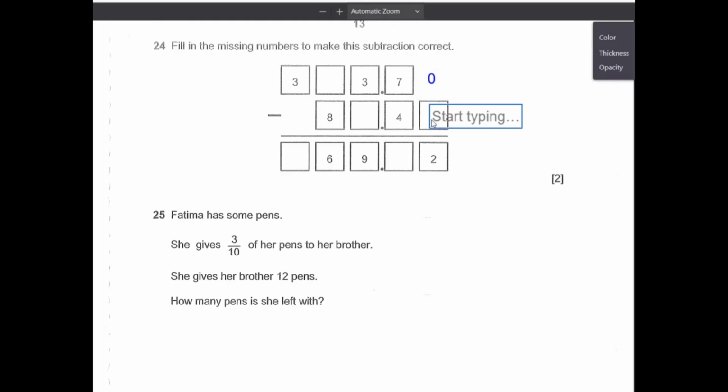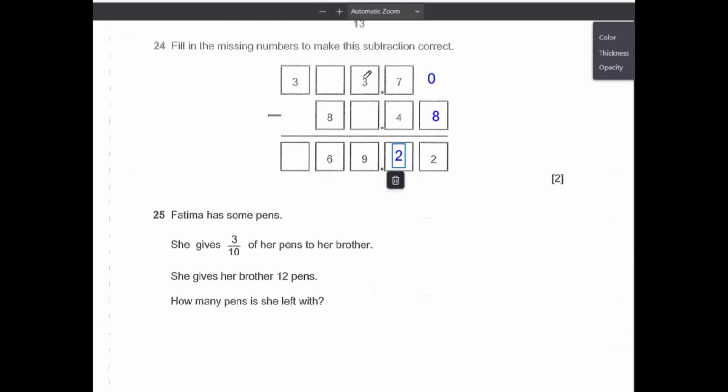Yes, this number here should be 8. So we borrow 1 from this 6 and it will become 10. 10 minus 8 is equal to 2. Then this will be 6. 6 minus 4 is also equal to 2. Why? Because we borrowed 1 from the 7, so this will be 6.